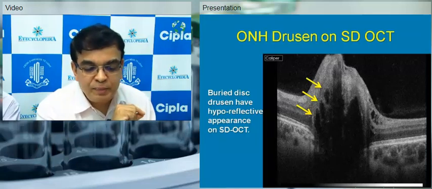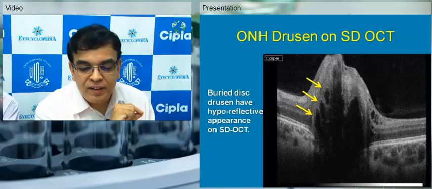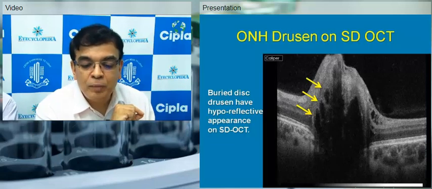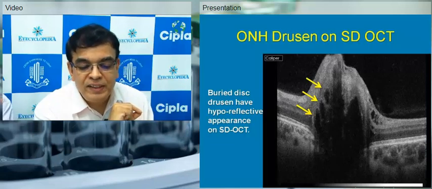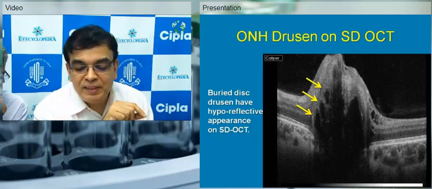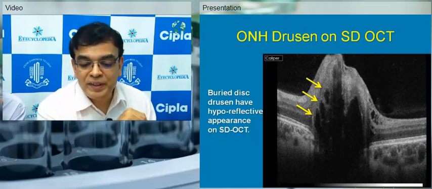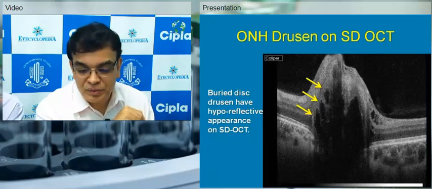This is the spectral domain OCT of a patient with optic nerve head drusen. You can see these three hyper-reflective spaces inside the optic nerve head, very typical of drusen.